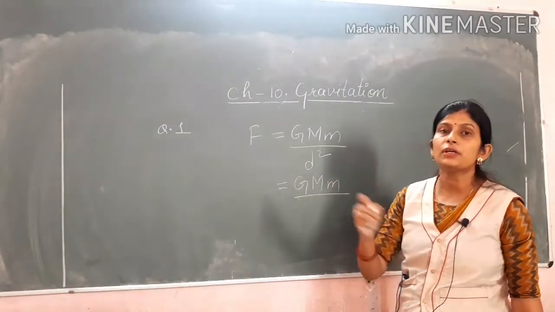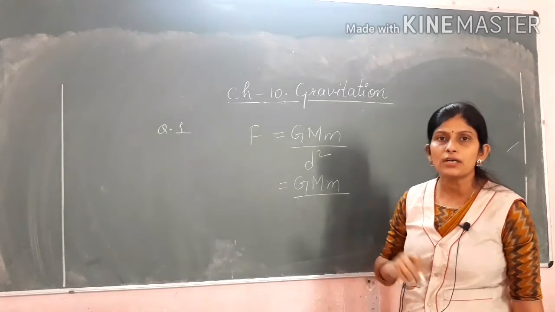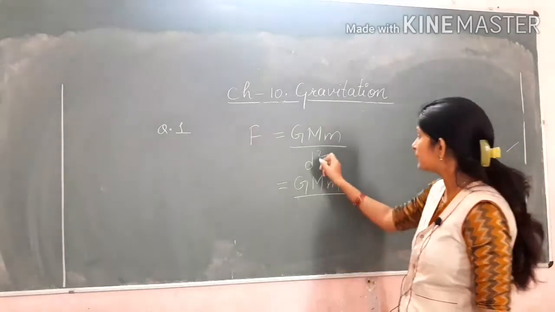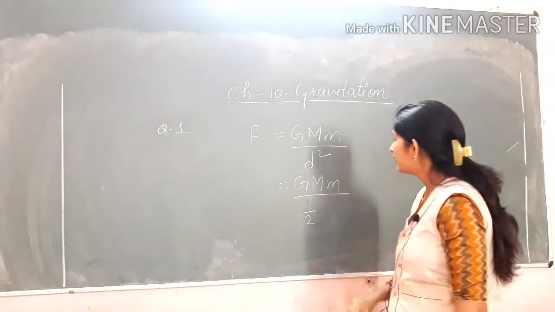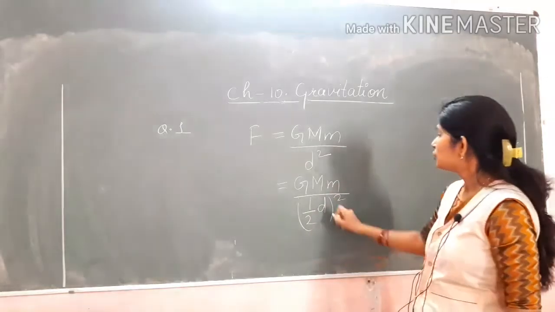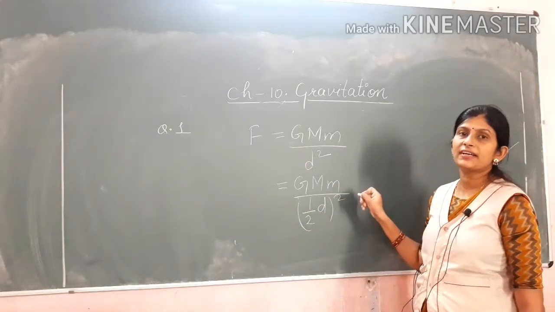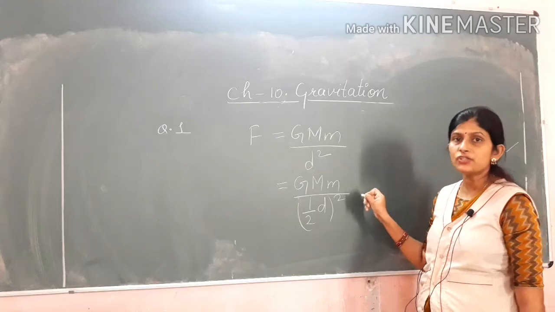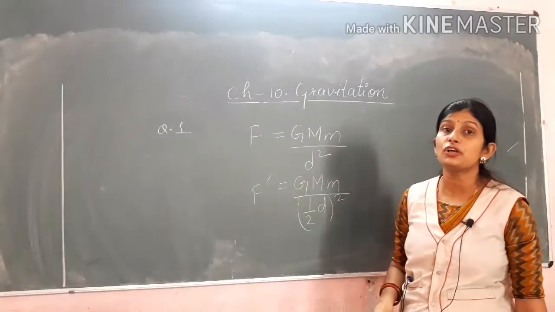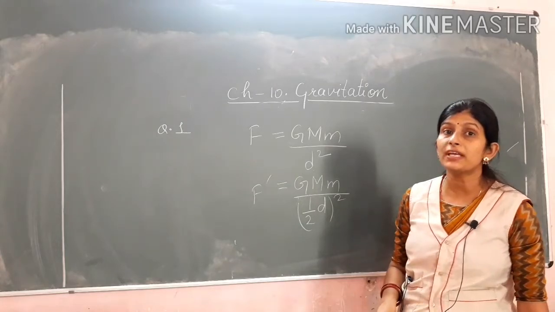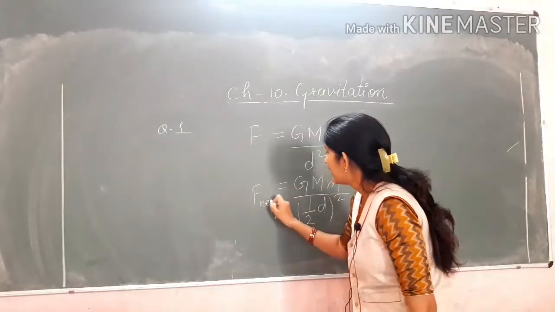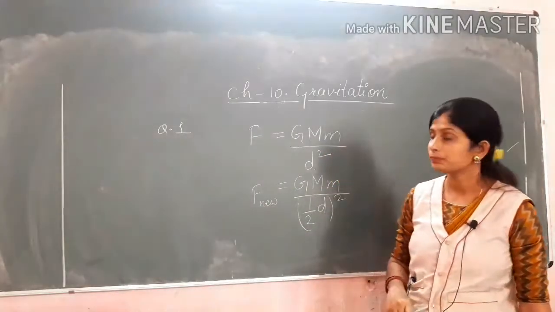Earlier the distance between the two objects was d, now it is reduced to its half value. So in place of d we will write half d whole square. So the distance between the two objects is changed. As a result, gravitational force will also be changed. Now the new gravitational force is F new.